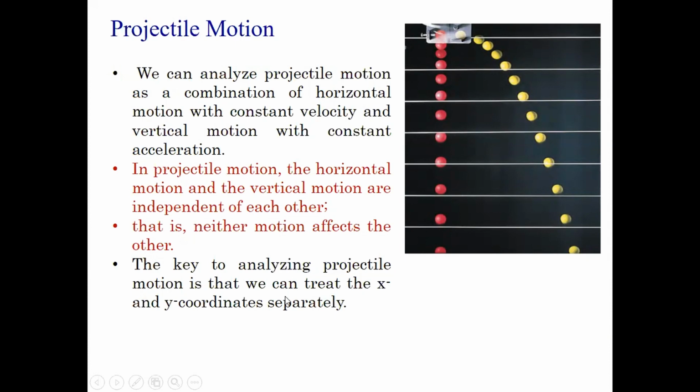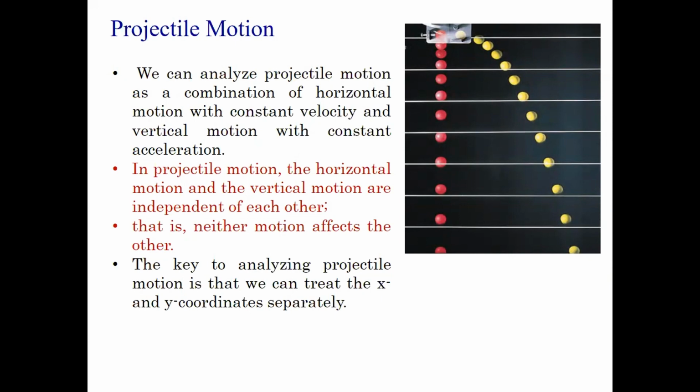We can analyze a projectile motion as a combination of horizontal motion with a constant velocity and vertical motion with a constant acceleration. And we assume that there is no horizontal acceleration. The projectile motion has horizontal motion and vertical motion that are really independent of each other because of the acceleration fact. Neither motion is affecting the other. So the key to analyzing a projectile motion is that we are going to treat the x coordinate and variable and the y coordinate and its variable independently.